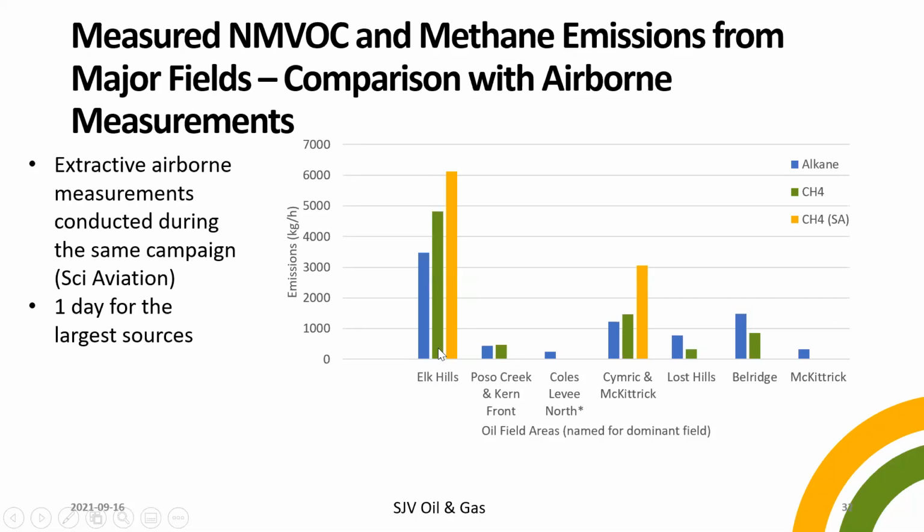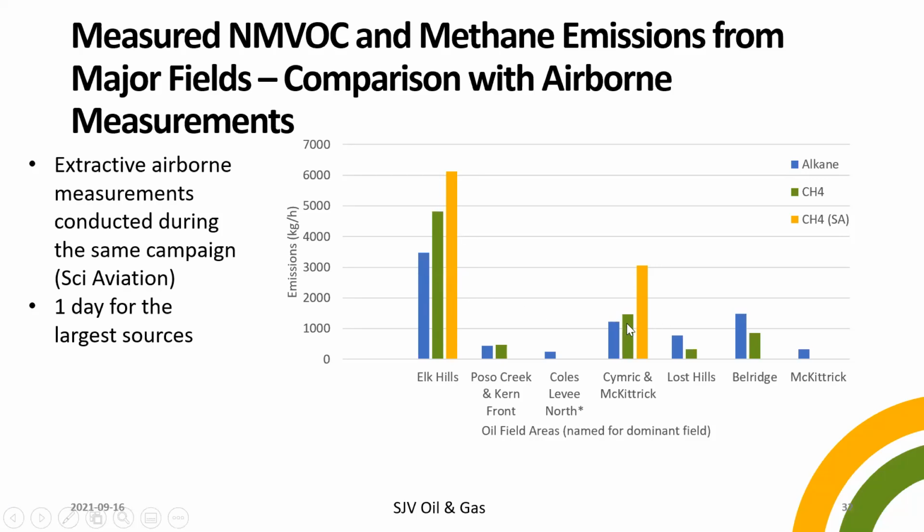And at the same time, on single days, as part of the project, CARB contracted Scientific Aviation to make airborne measurements. So they were flying with a methane laser sensor, a Picarro, in an aircraft, making circles around the different oil fields, around 2 of them actually. And we measured at the same time, so it's sort of simultaneous measurements. You can see the alkane measurement here, where you should compare our methane measurement in green with the Scientific Aviation in yellow.